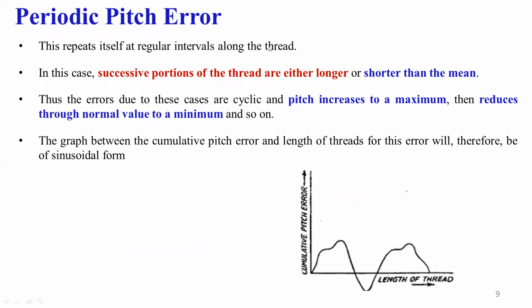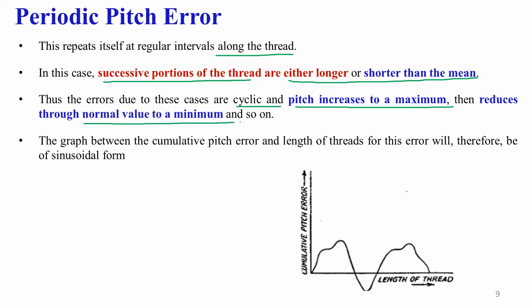Second one is periodic pitch error. That means this error repeats at regular intervals along the thread. Because of this, the successive portions of the thread are either longer or shorter than the mean thread length. These errors are cyclic, and pitch increases to a maximum and then reduces through the normal value to a minimum. Again, it repeats.